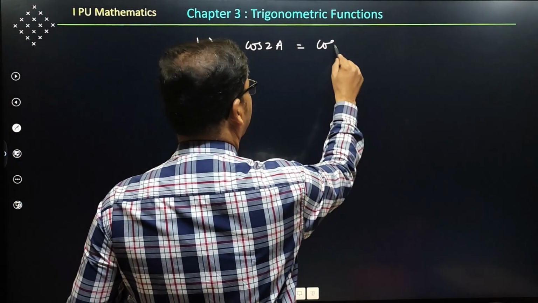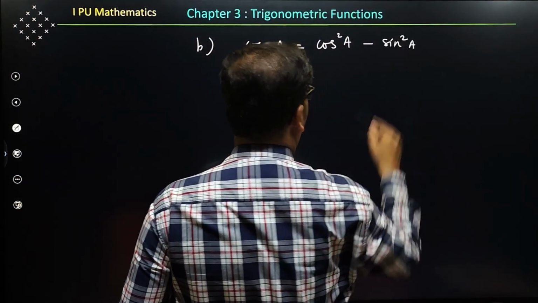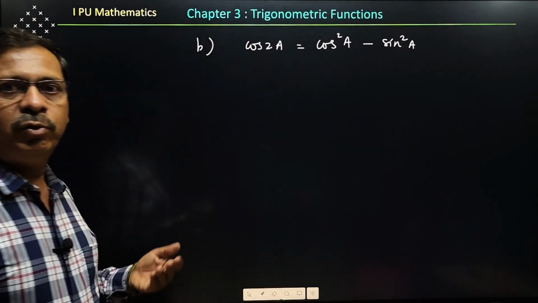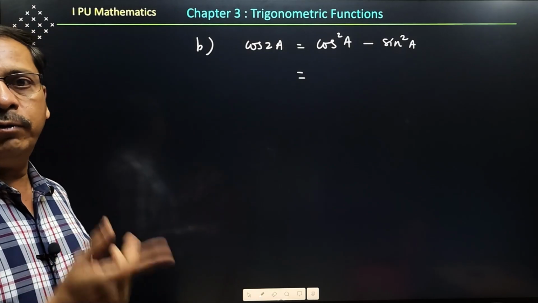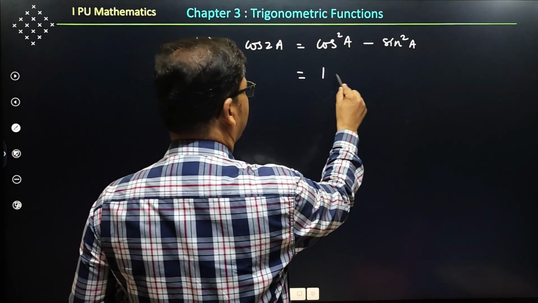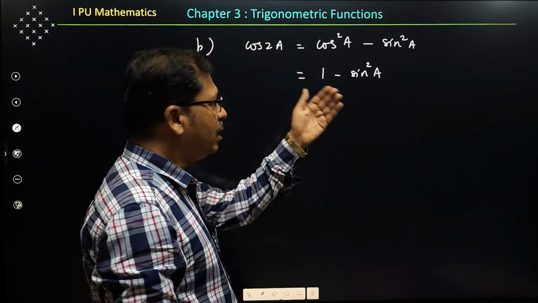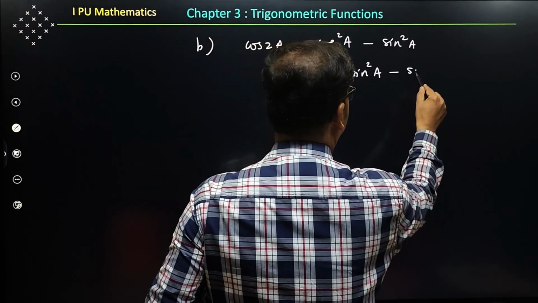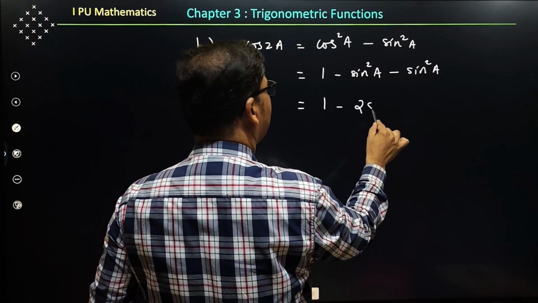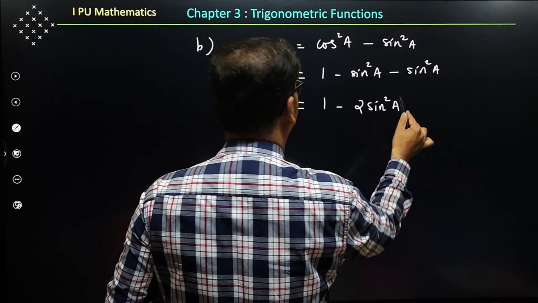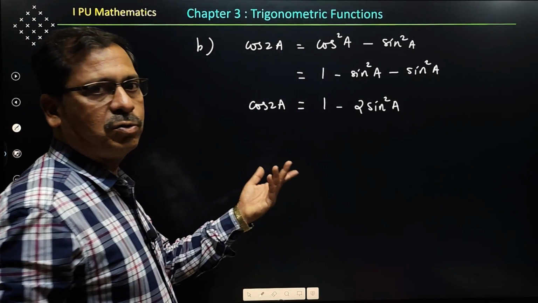Let me take cos square a minus sin square a. My motto is to express it purely in terms of sin ratio. That's why you replace cos square a by 1 minus sin square a using the first identity. So this can be written as 1 minus sin square a. Already sin square a is there. Keep that sin square a as it is, minus sin square a. So as a result, it leads to 1 minus 2 into sin square a. So cos 2a is equal to 1 minus 2 sin square a.